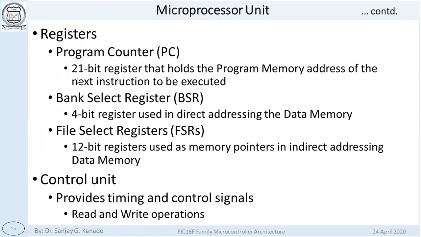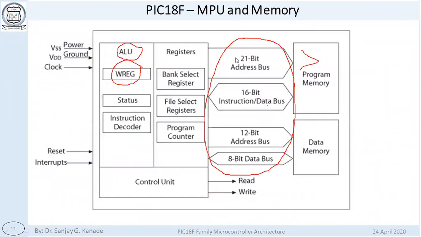This 21 bit size is very important because this 21 bit is the size of again the address bus. So program counter and the address bus have the same size. Program counter is 21 bit, address bus is also 21 bit. Address bus of program memory. Means the program counter will hold the address of the location of next instruction in the program memory. Means you will need 21 bits to store that address. That's why program counter is 21 bits.